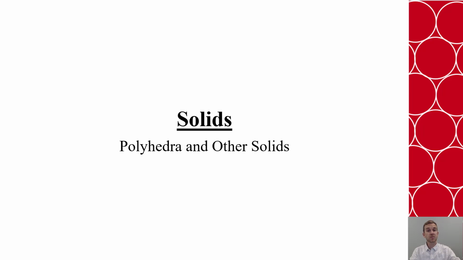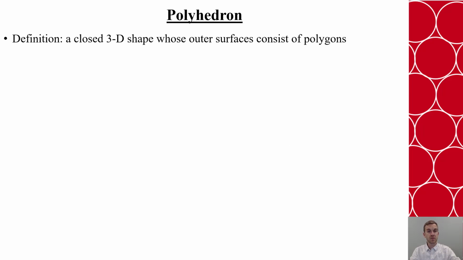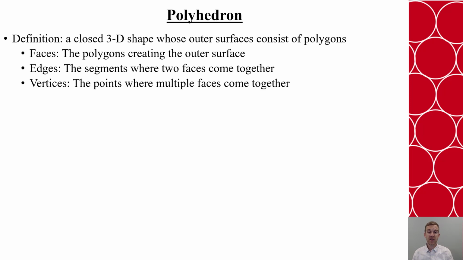In this video, we'll discuss polyhedra and other solids. Now, a polyhedron is a closed three-dimensional shape where the outer surfaces are all polygons. This constructs faces, edges, and vertices on the polyhedron. The faces are all those polygons that create that outer surface, whereas the edges are where two faces come together, and the vertices are where multiple faces will come together.